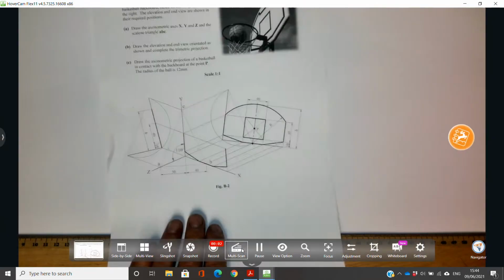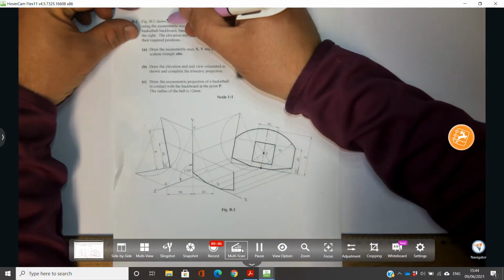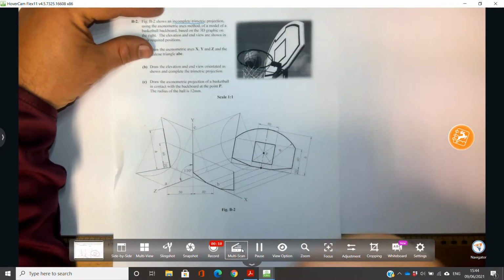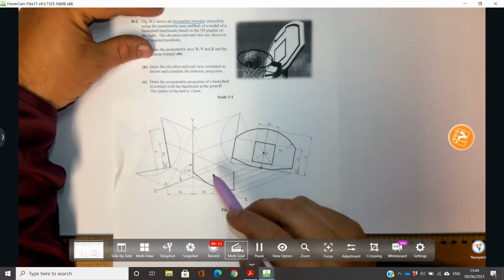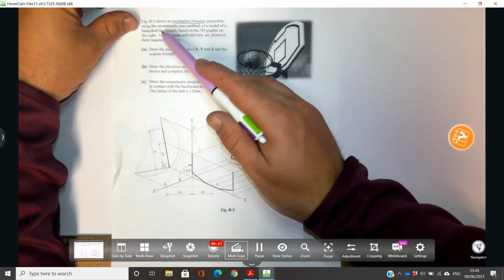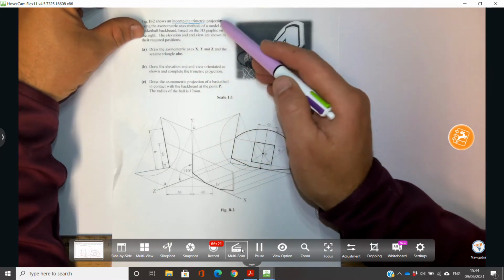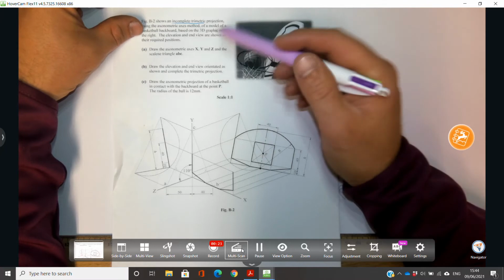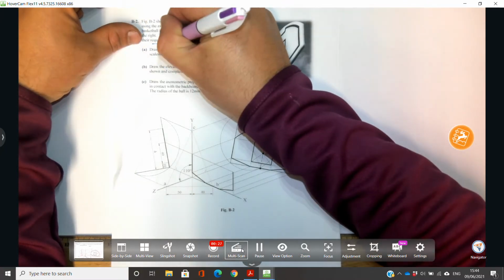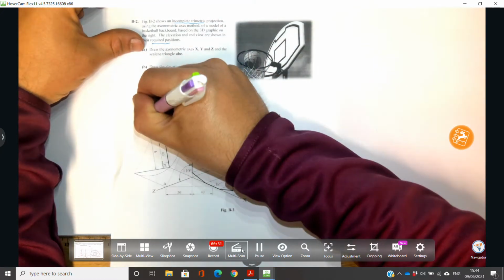Okay, welcome to this video on 2014 question B2. The figure shows an incomplete trimetric projection, so they've given you a lot of the information already. Using the axonometric axes method, draw a model of a basketball backboard based on the 3D graphic on the right. The elevation and end elevation are in their required position.